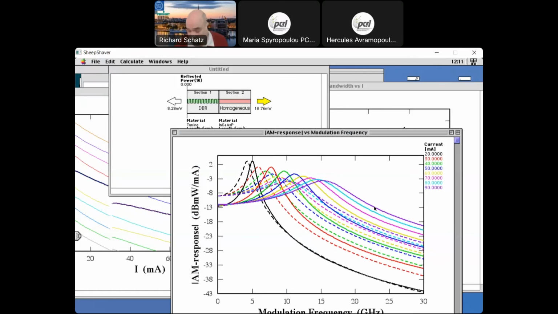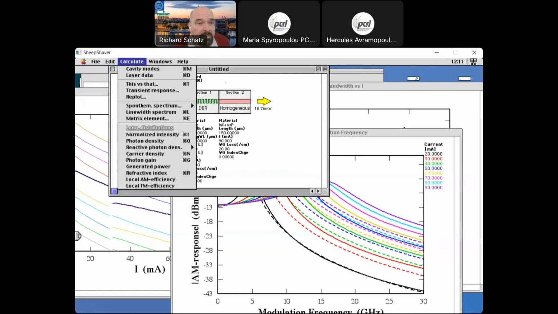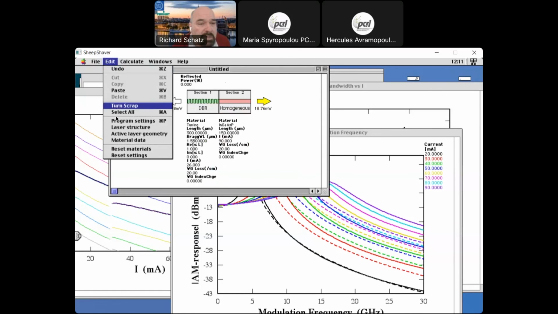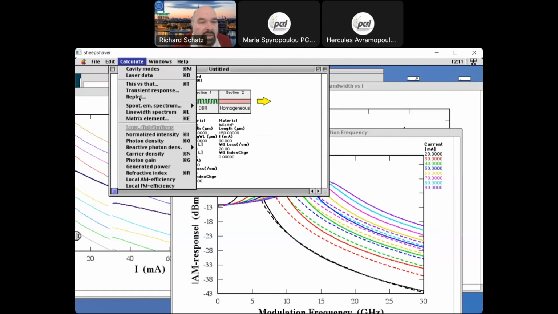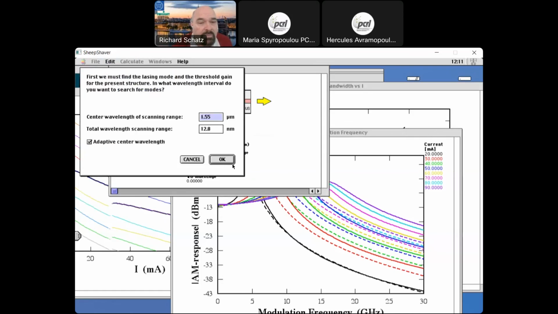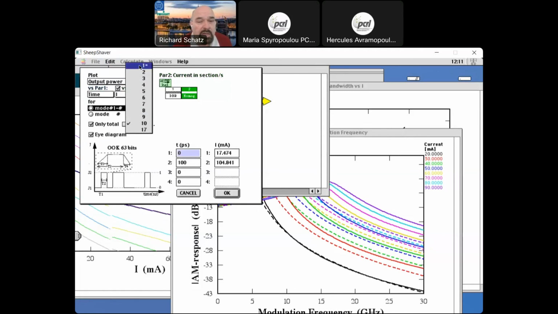Then we can test how this laser works. Maybe you can use it for 20 gigabaud transmission or something like that. So let's see how this will work then. In order to speed up things, I will first neglect spatial hole burning because it's not important in the DBR laser. And then I will calculate the transient response here. And then I will put on the PRBS signal. So here we have the PRBS signal.